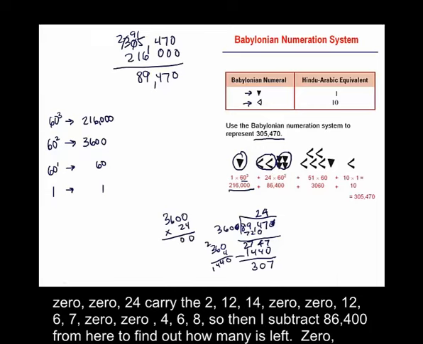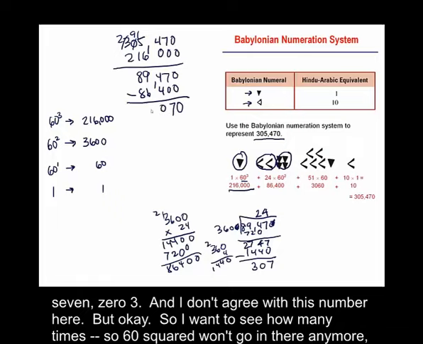So I have 0, 0, 24, carry the 2, 12, 14, 0, 0, 12, 6, 7, 0, 0, 4, 6, 8. So then I subtract 86,400 from here to find out how many is left. 0, 7, 0, 3. And I don't agree with this number here, but okay.